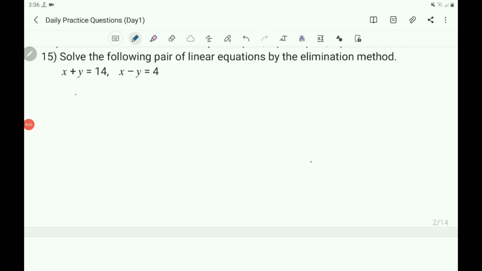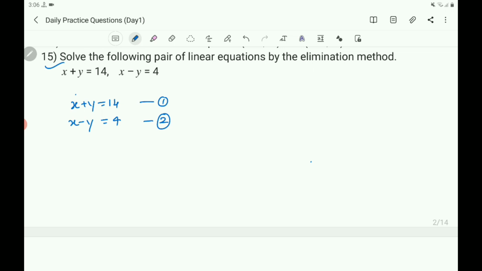Now you take the 15th question. What is that question? Solve the following pair of linear equations by elimination method. The equations are x plus y equals 14, x minus y equals 4. Now let us take these two equations: x plus y equals 14, x minus y equals 4. Now you consider this as the first equation, this as the second equation.